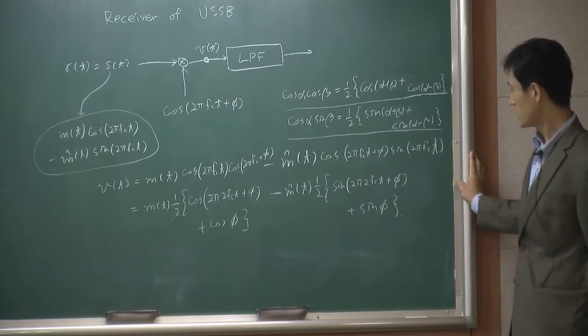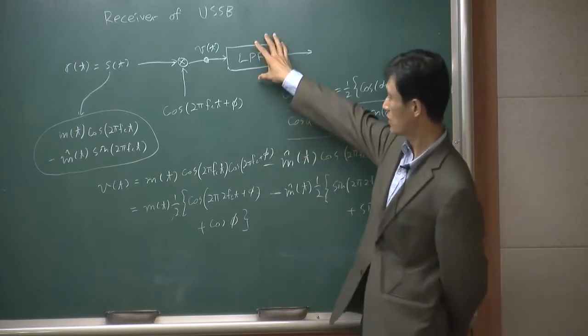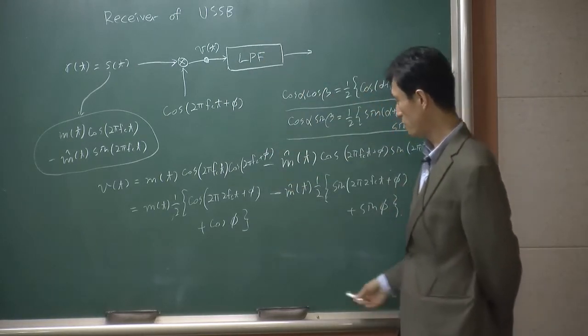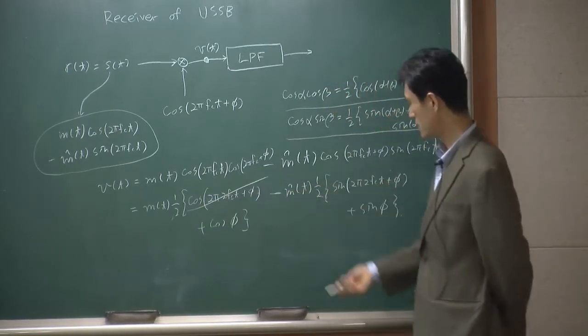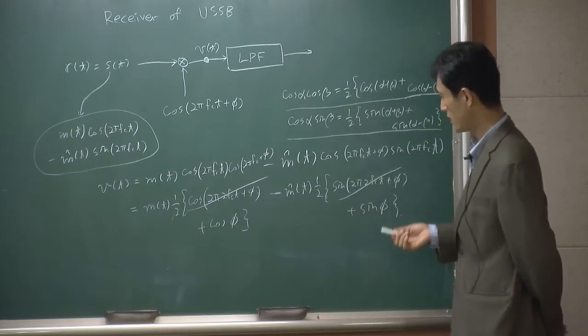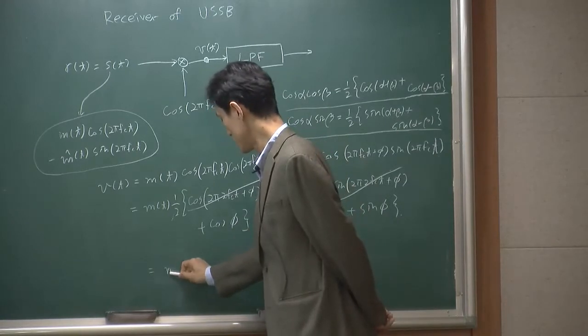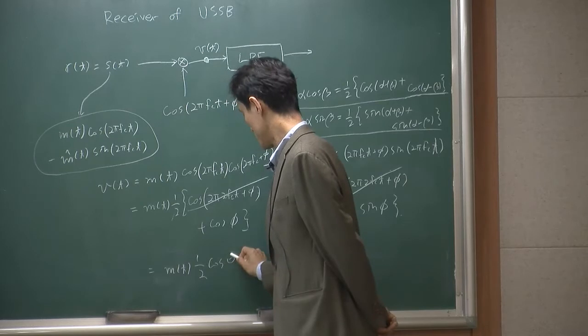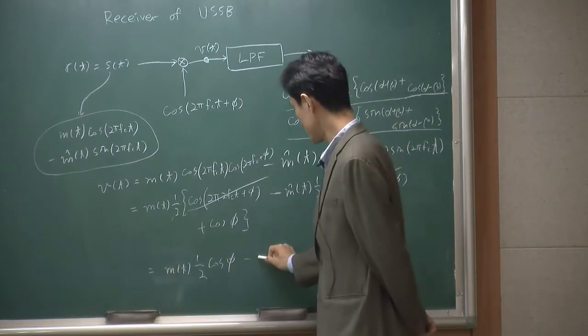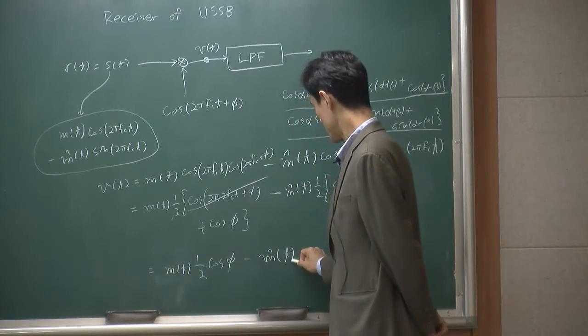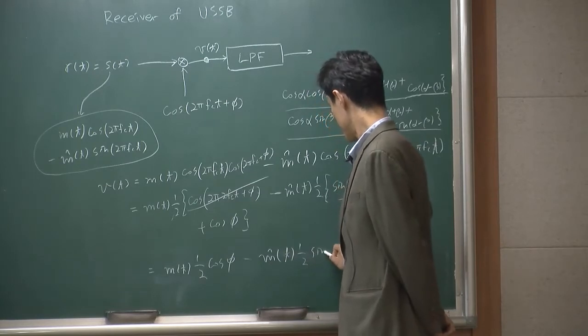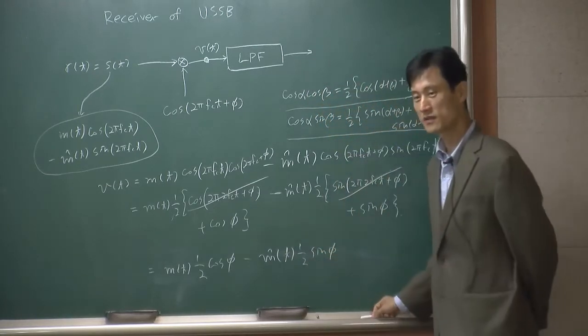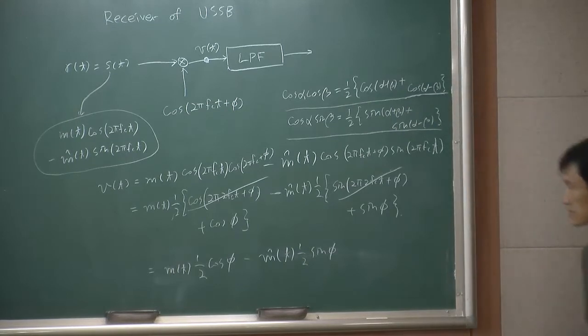So the next thing to do is put this VT into the low pass filter. By the low pass filter, this term is gone, and this term is also gone. Then your output is MT, this one minus this. That's going to be your output when you have a phase mismatch.